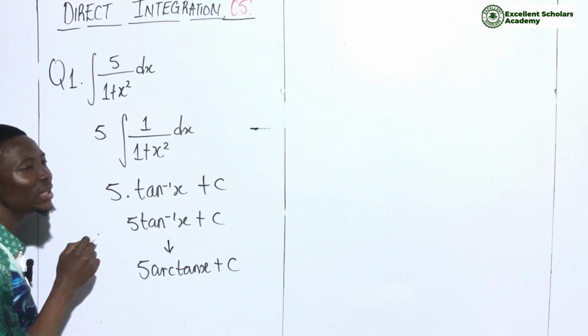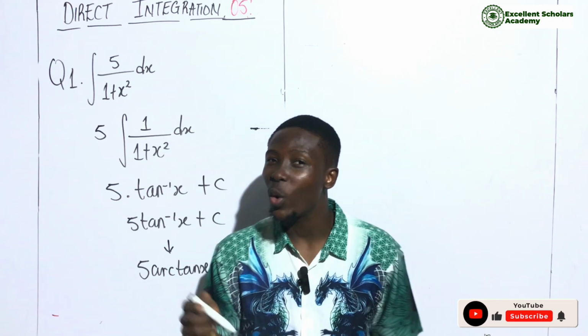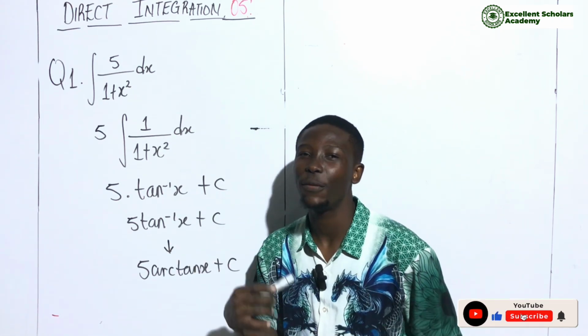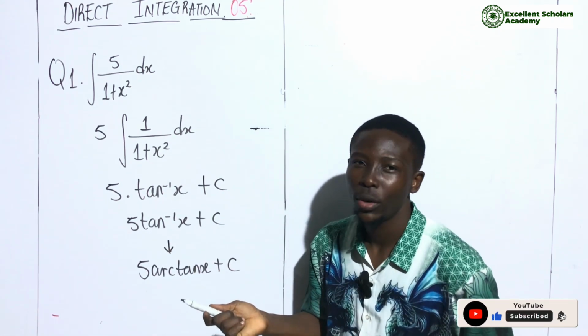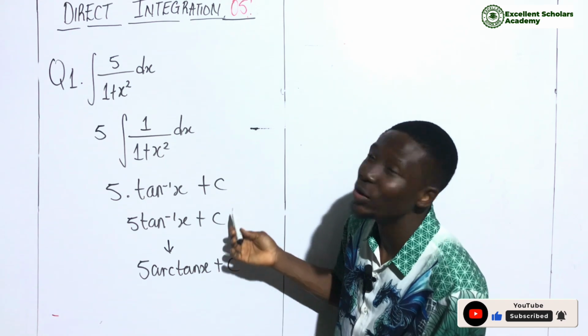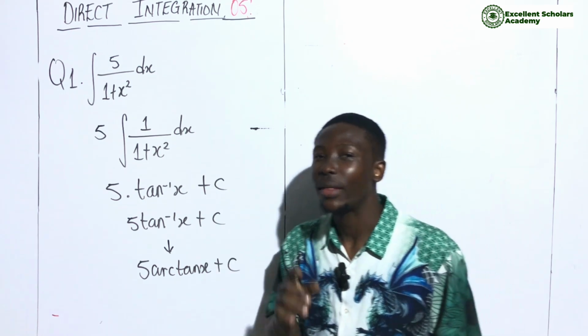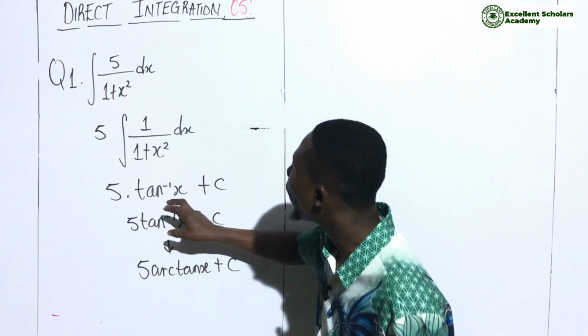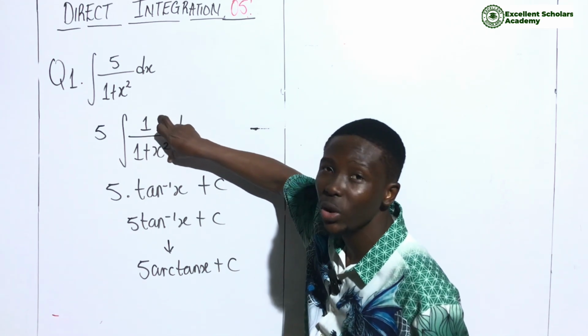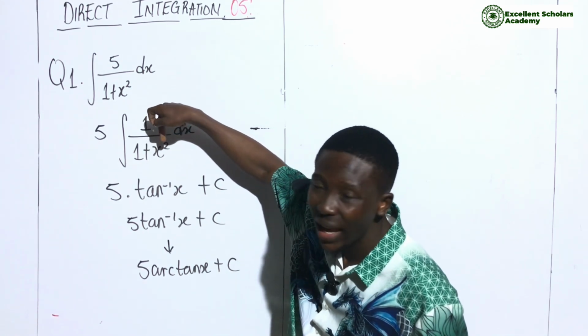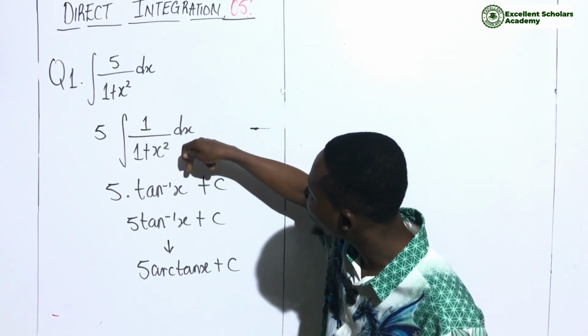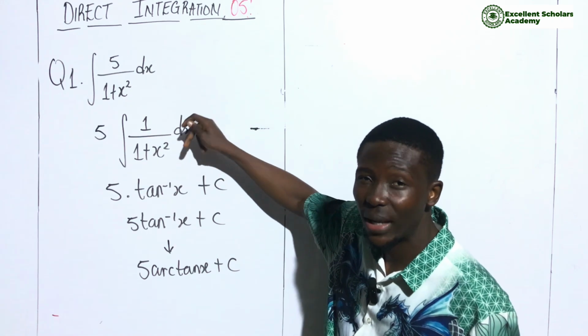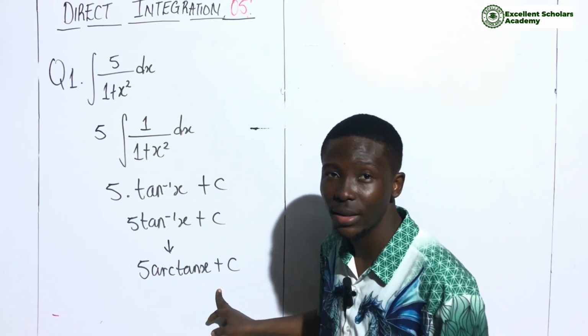If you don't really understand this, maybe you've not watched the video when I introduced integration, I think you should go check out that video. So when you note that when you integrate a function like this, 1 over 1 plus x squared, you are going to have arc tan x or tan inverse of x. So this is going to be your answer.